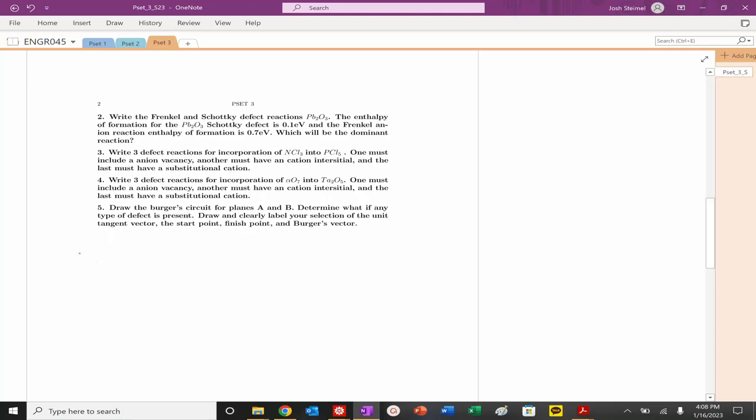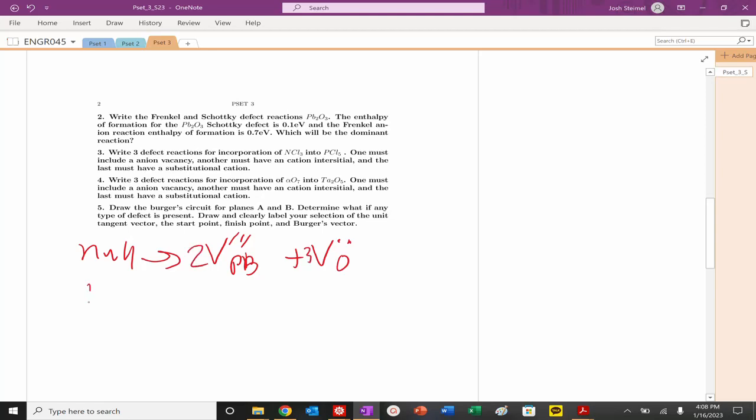Write the Frenkel and Schottky defect reactions for Pb2O3. So let's do Schottky first. Null goes to vacancy of Pb plus vacancy of O. So remember Pb, what charge is that? That charge is going to be 3 plus, so we go from 3 plus to 0. And then this is going to be O, so 2 minus to 0. There's going to be 3 of those, 2 of those.